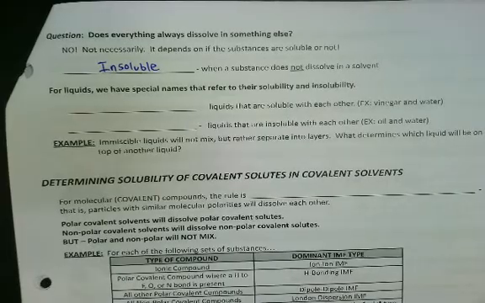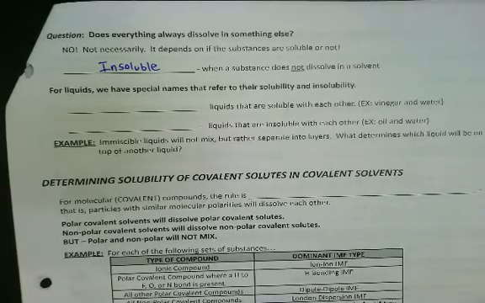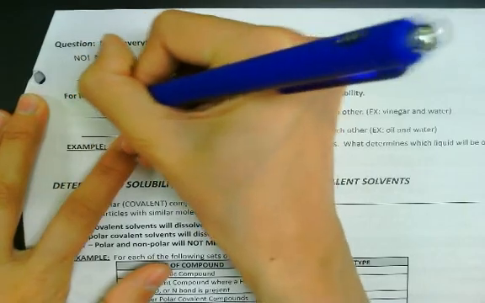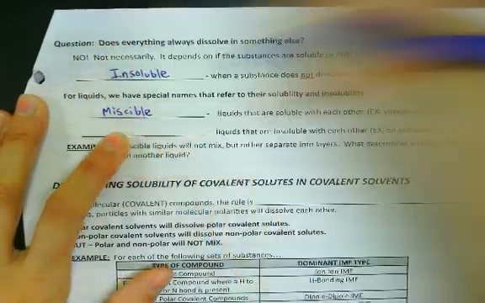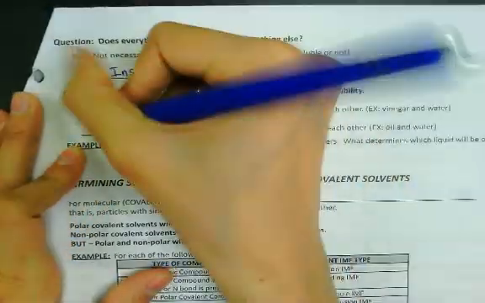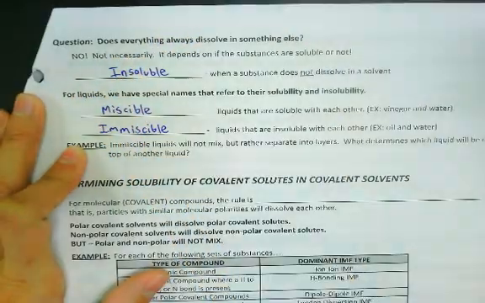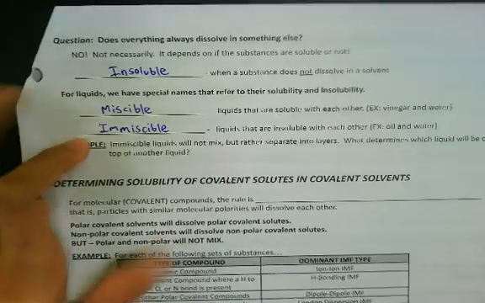For liquids, we do have some special names that refer to the solubility and insolubility of liquid substances in one another. We call that whether or not they are miscible or immiscible, okay? So I want you to write those two words down, and I will spell them out because they're a little weird. Miscible and immiscible.